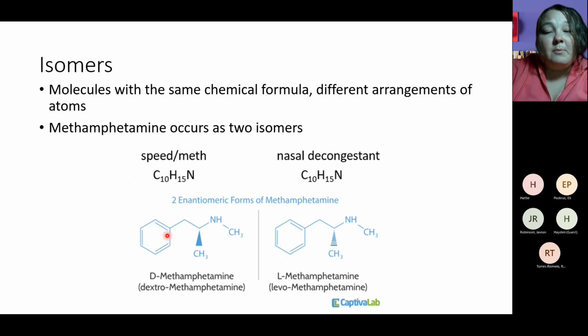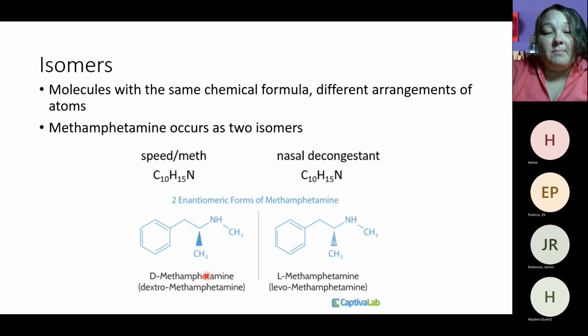This is a 2-dimensional representation of a 3-dimensional shape. So when we're drawing this, whenever you see this solid triangle, what that means is that whatever is at the end of the triangle, in this case CH3, is popping out of the screen towards you. And whenever you see this ladder-shaped triangle, what that means is that whatever is at the end of the triangle, in this case CH3, is pushed back.